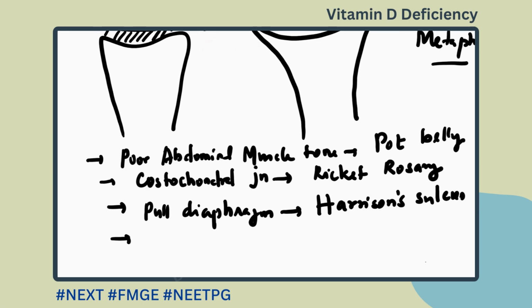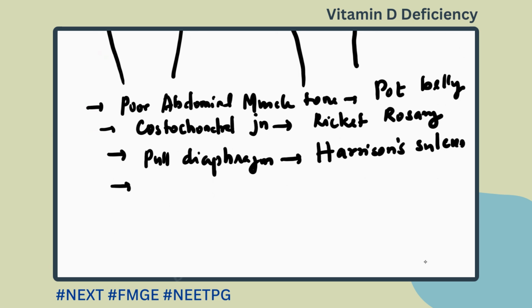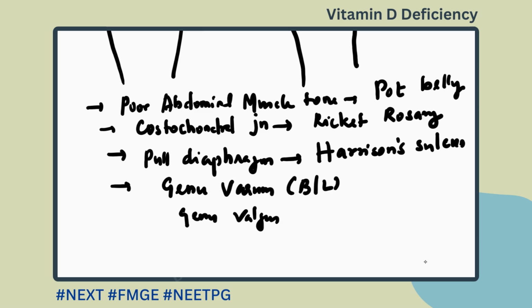Because of the vitamin D deficiency, the bones are weak, and the weight-bearing joints, especially the knee joint, can go in for genu varum deformity bilaterally. It can also go in for genu valgum deformity, or windswept deformity. So these deformities can arise because of vitamin D deficiency.